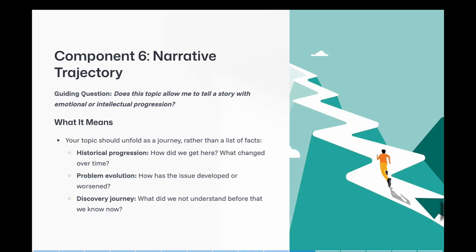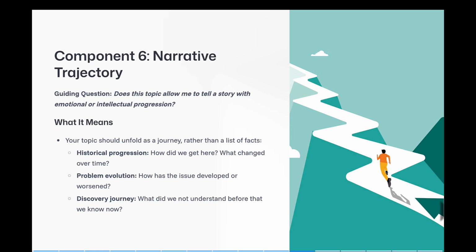Component number 6, narrative trajectory. The guiding question here is, does this topic allow me to tell a story with emotional or intellectual progression? And this is really important. Your topic should unfold as a journey, and we'll definitely talk about this in greater depth for the outline stage. But you want it to not just feel like a set of disparate facts or aspects that don't feel connected in any logical or coherent way.